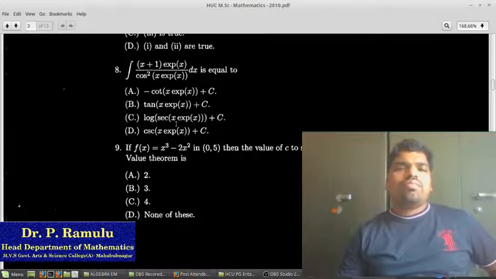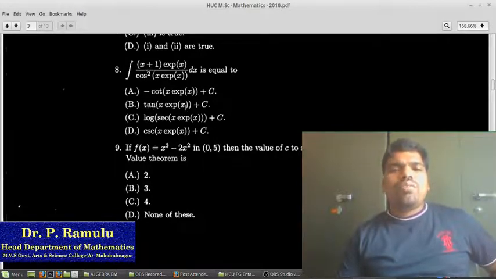It is equal to dash. Simply what you do, you can differentiate the options, right? If I differentiate this, what happens? What is the derivative of tan x e power x? Derivative of tan x equal to secant square x e power x plus tan x e power x. Here (x plus 1) e power x will come from this. So secant square x is nothing but 1 by cos square x. So this is equal to this. So the answer is B.